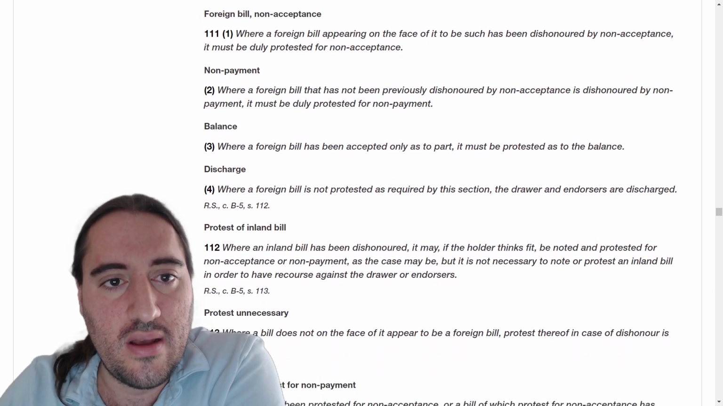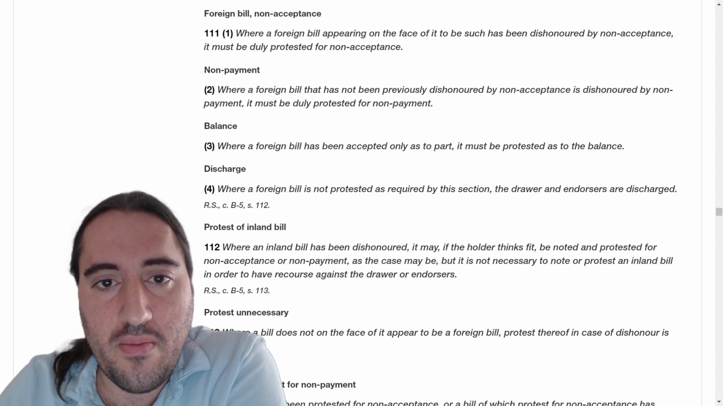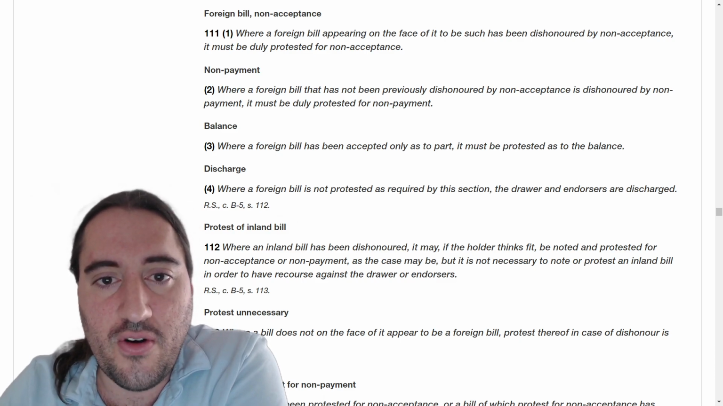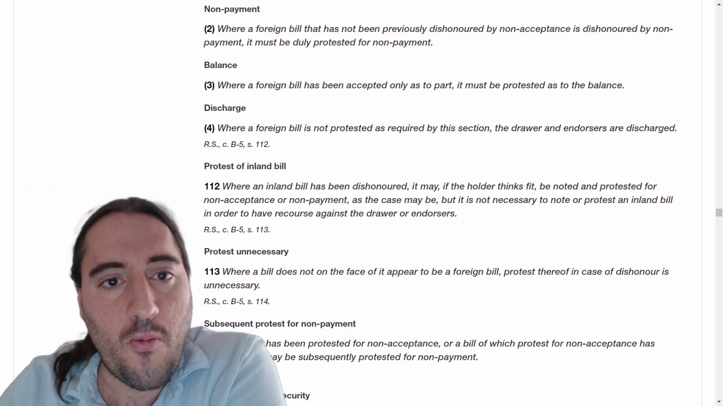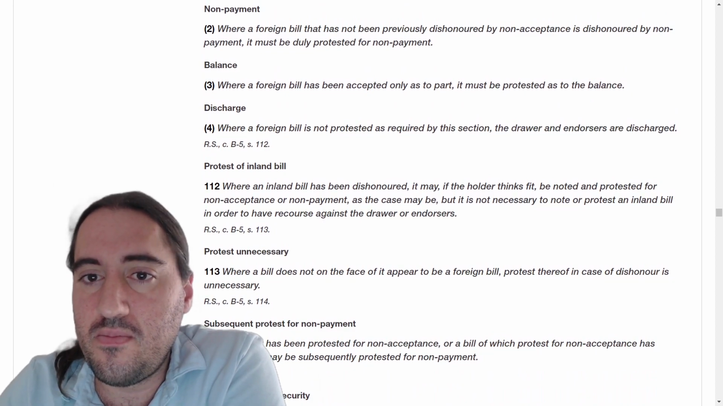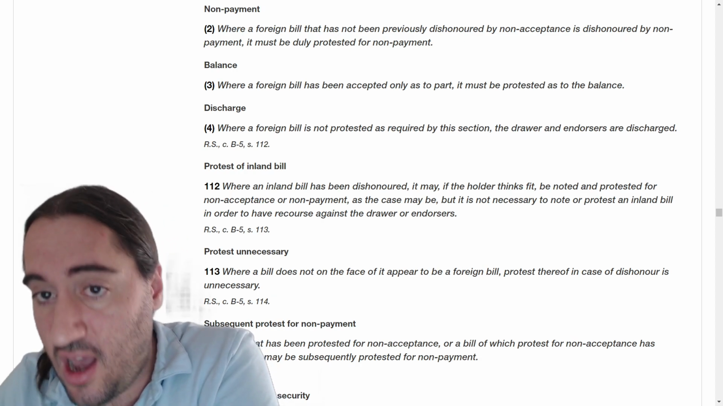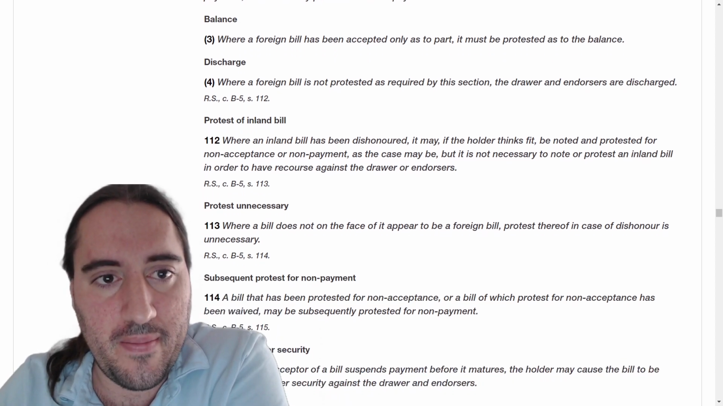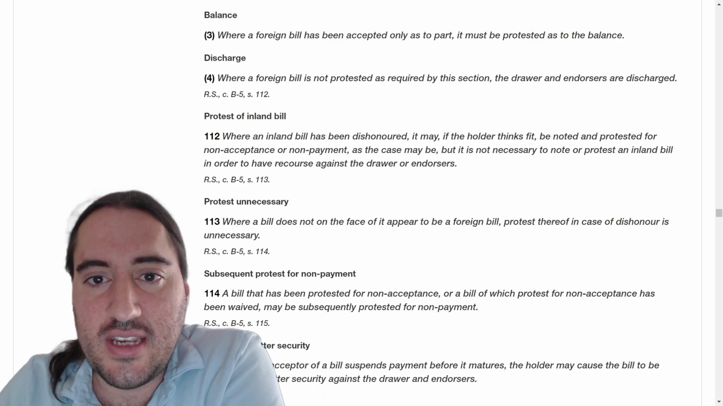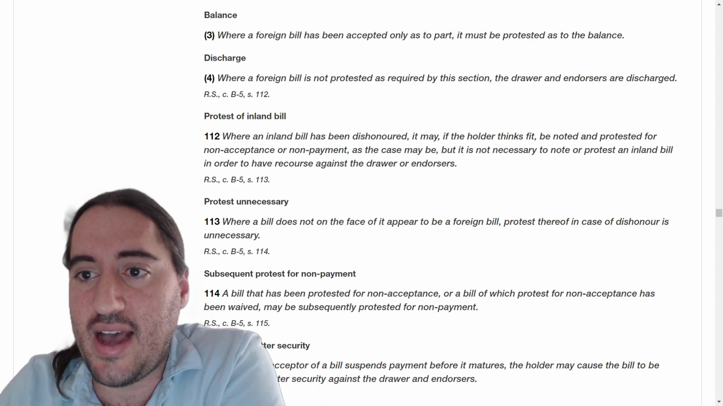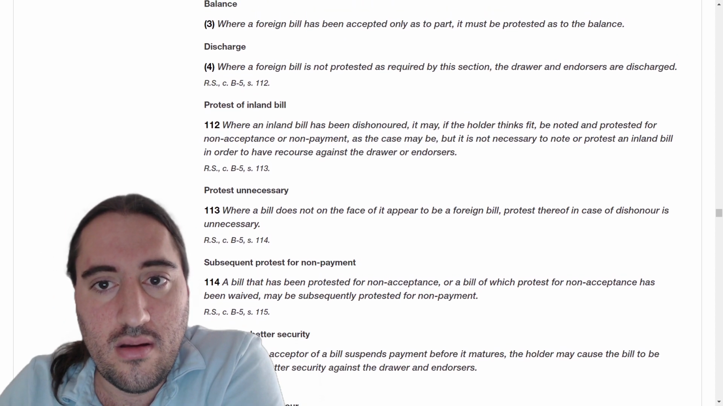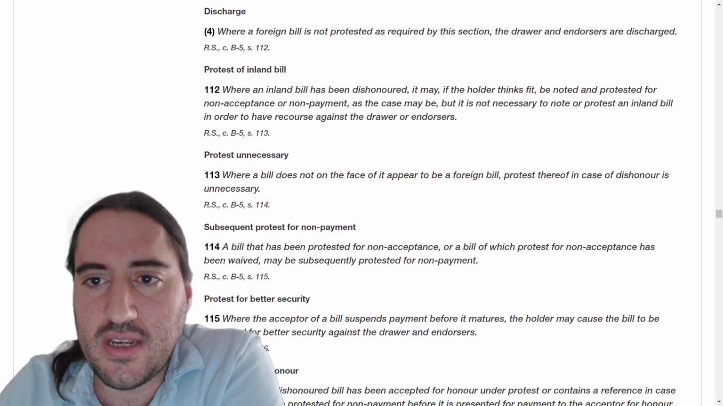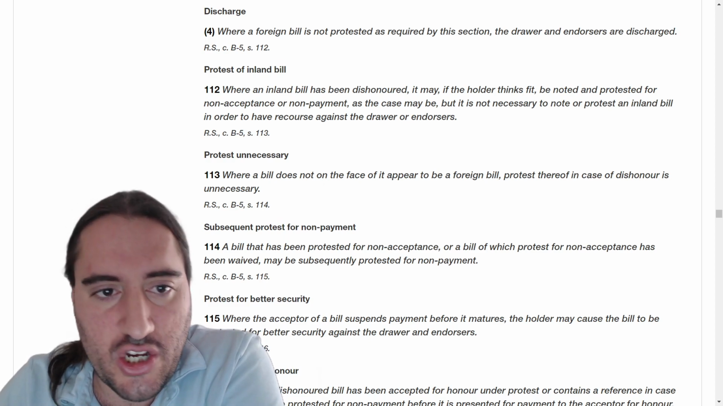Foreign bill, non-acceptance. Where a foreign bill appearing on the face of it to be such has been dishonored by non-acceptance, it must be duly protested for non-acceptance. Non-payment. Where a foreign bill that has not been previously dishonored by non-acceptance is dishonored by non-payment, it must be duly protested for non-payment. Balance. Where a foreign bill has been accepted only as to part, it must be protested as to balance. Discharge. Where a foreign bill is not protested as required by the section, the drawer and endorsers are discharged.